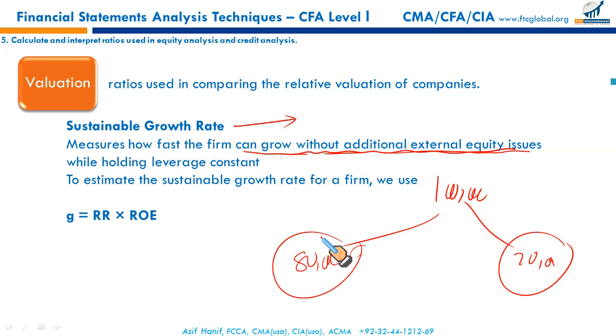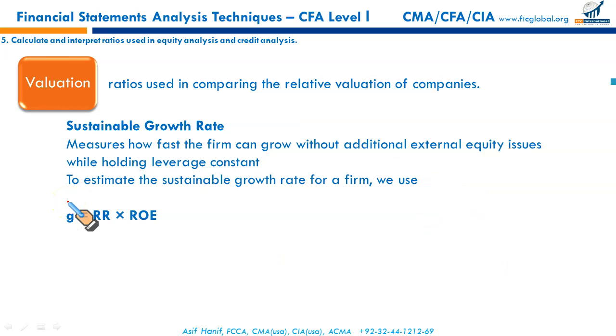To estimate the sustainable growth rate, we use this formula. There are many questions in the videos you will see. I'm just giving you the overview. The main things are the questions, how to apply these. So sustainable growth rate is equal to retention ratio RR multiplied by return on equity, which we discussed in the previous slides.